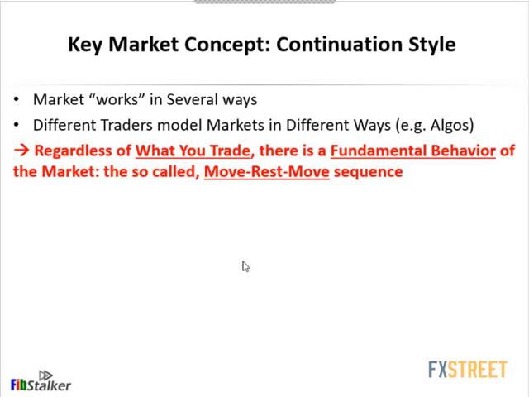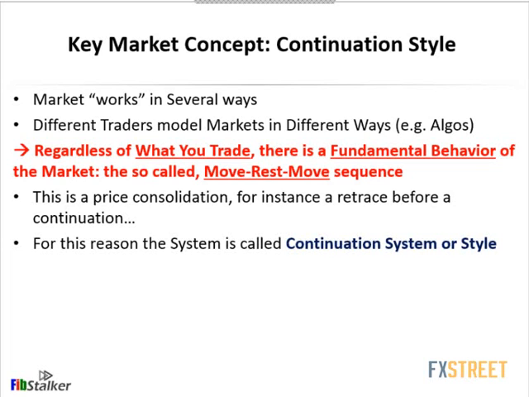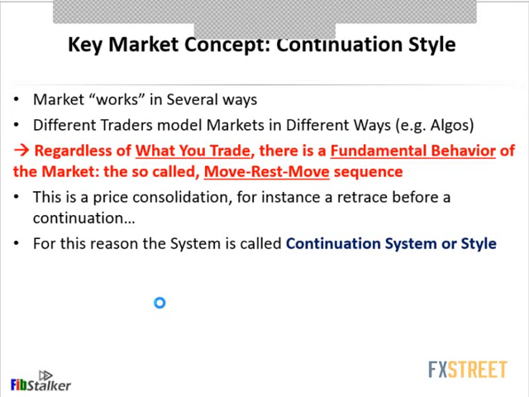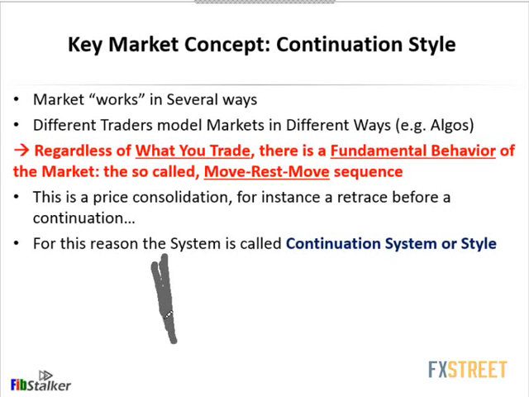What is the move, rest, move sequence? Well, it's very simple. There is a price consolidation that happens after a first move, okay? Basically, this is the reason why the system is called continuation system or continuation style. There is a first move that can be up or down, more or less steep, then the market consolidates and the market continues. So continuation system, that's a basic fundamental behavior of the market.